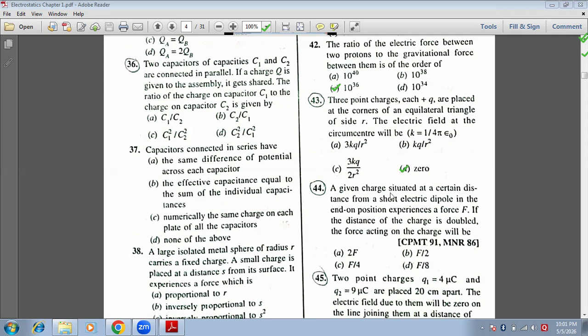A given charge situated at a certain distance from a short electric dipole in the end-on position experiences a force F. If the distance of the charge is doubled, the force acting on the charge will be: option A, 2F; option B, F by 2; option C, F by 4; option D, F by 8. Correct answer, option B, F by 8.